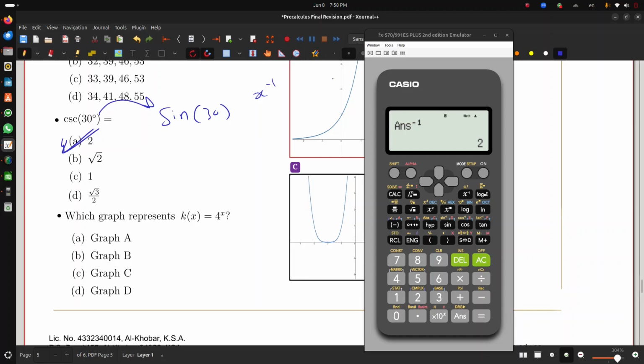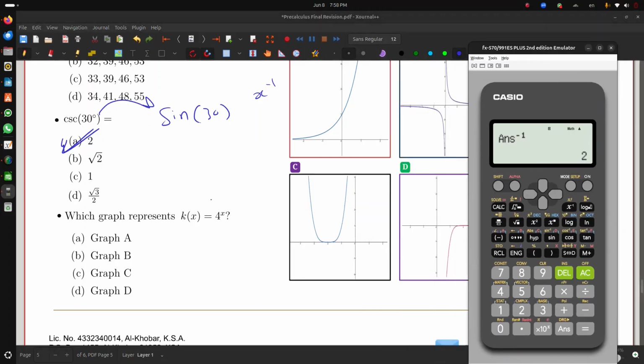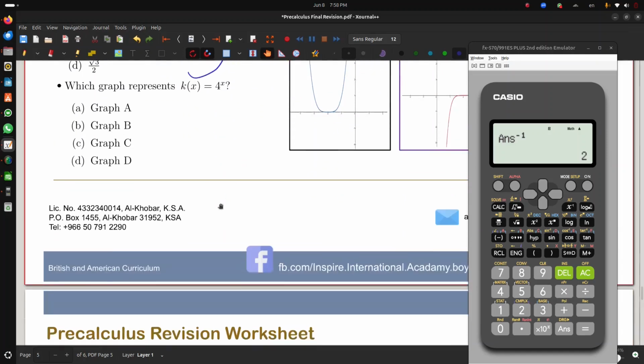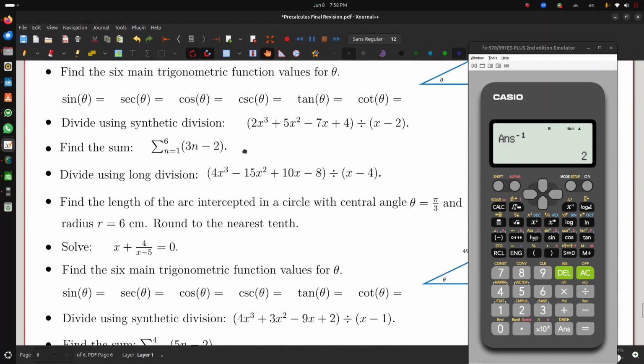Next, which graph represents 4 power x? Okay, this is x up. X up, it means exponential. So we'll choose this graph. Next, which is graph A. Okay, about this one.